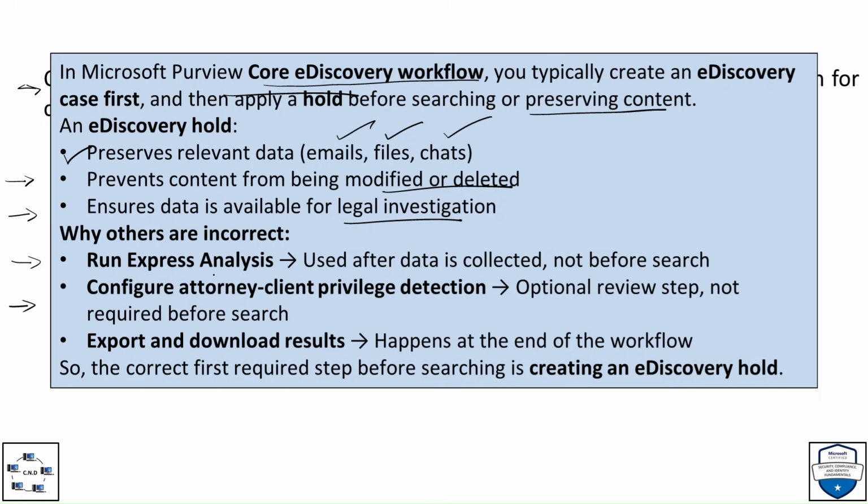So run express analysis is used after data is collected, not before search. Configure attorney client privilege detection is an optional review step, not required before search. And export and download results happen at the end of the workflow. So the correct first required step before searching is creating an e-discovery hold.